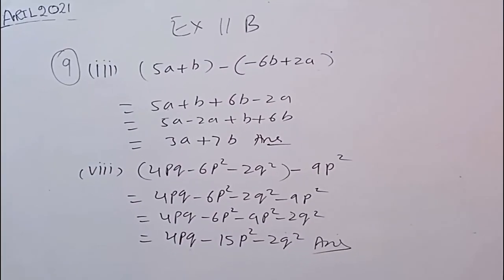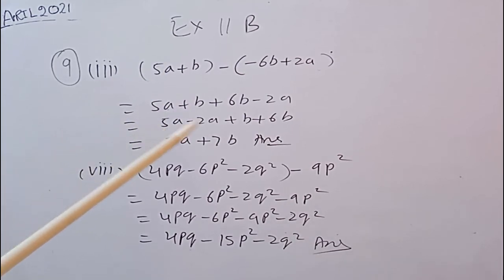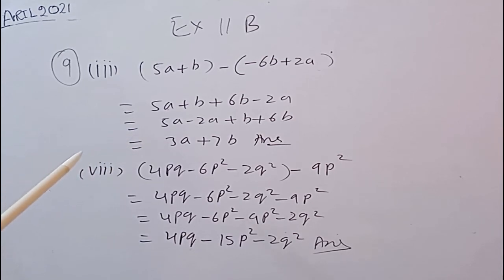Today I am taking question number 9, third part, in which we have to subtract the second expression from the first. So the third part is 5a plus b minus 6b plus 2a. Write the sum: from the first part we have to subtract the second part. Write in that manner. So 5a plus b, minus minus gives plus, so plus 6b, and minus plus gives minus, so minus 2a. So collect the like terms: 5a minus 2a plus b plus 6b, that will give 3a plus 7b. So in that manner you will do question number 9.